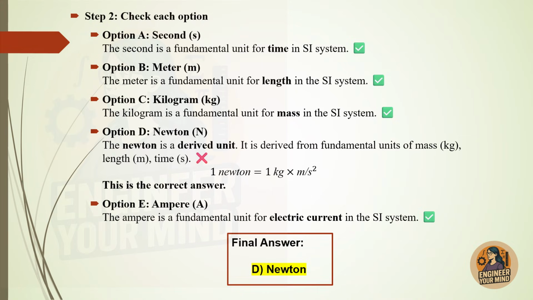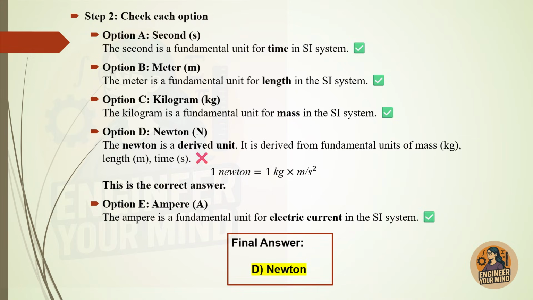Option D, Newton, N. The Newton is a derived unit. It is derived from the fundamental units of mass, kilogram, length, meter, and time, second. The Newton is defined as 1 Newton equals 1 kilogram times meter per second squared. Since it's derived from the basic units, it is not a fundamental unit, so this is the correct answer.